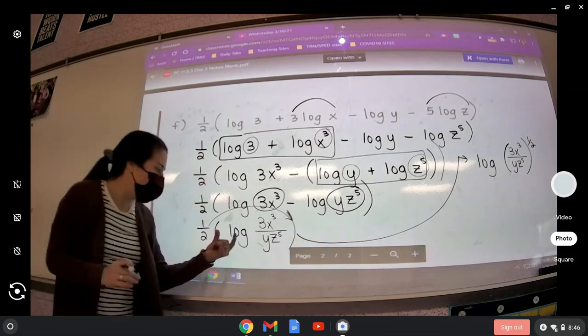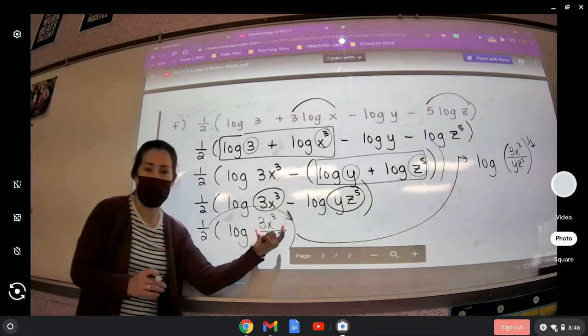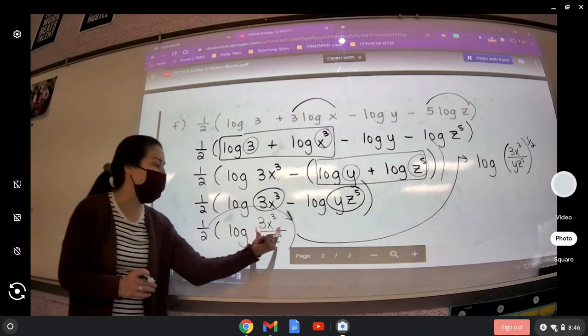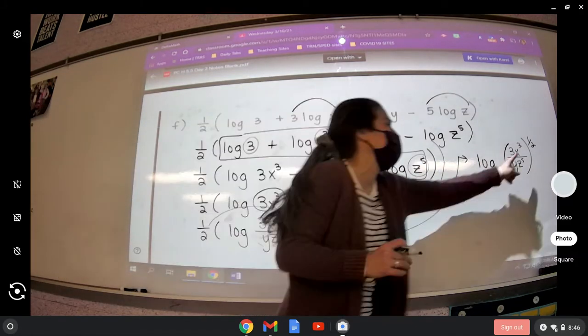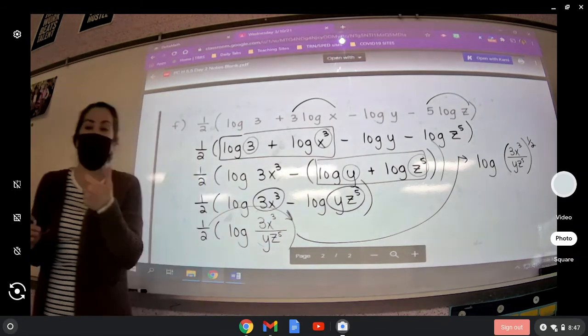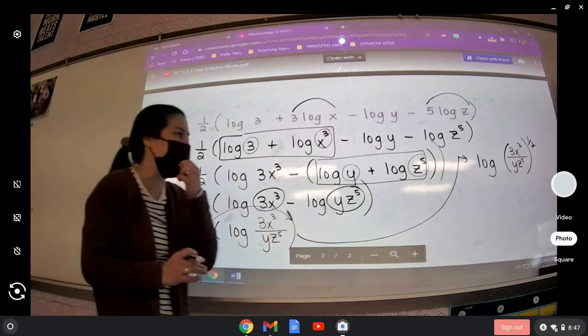Now notice, the word log is never raised to that power. It's what you're taking the log of. Please don't include the word log inside of that. That's not being raised to the 1/2. Only what you're taking the log of gets raised to the 1/2.